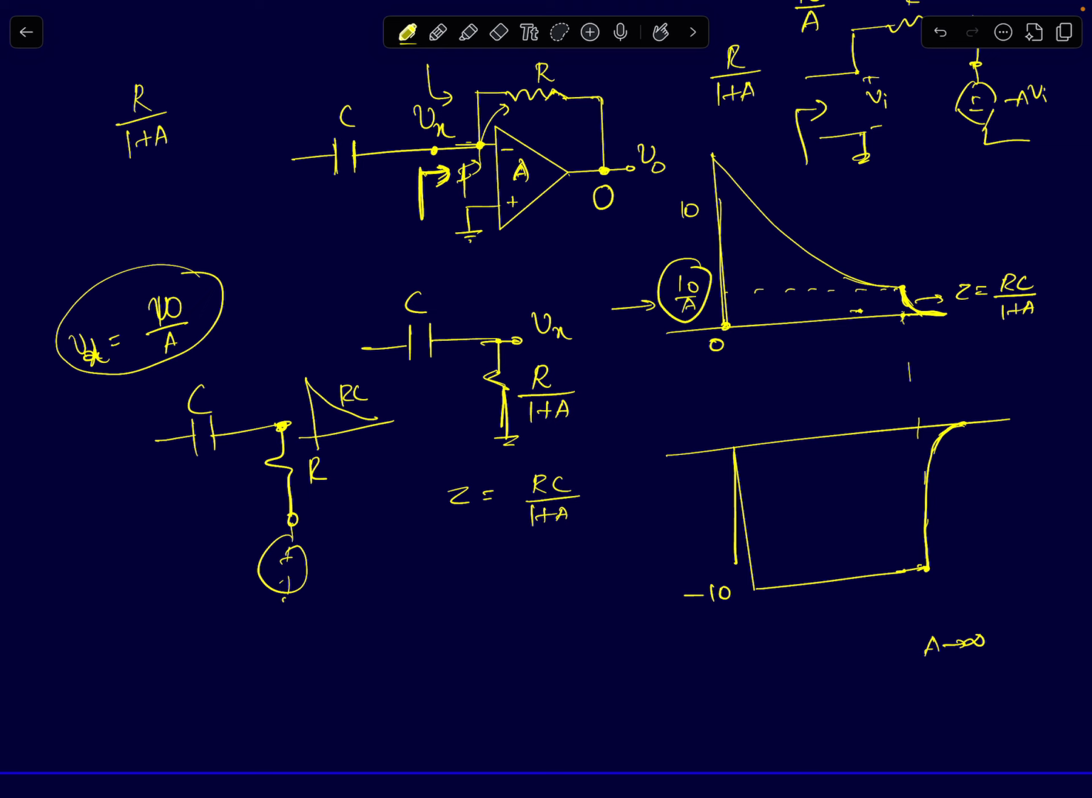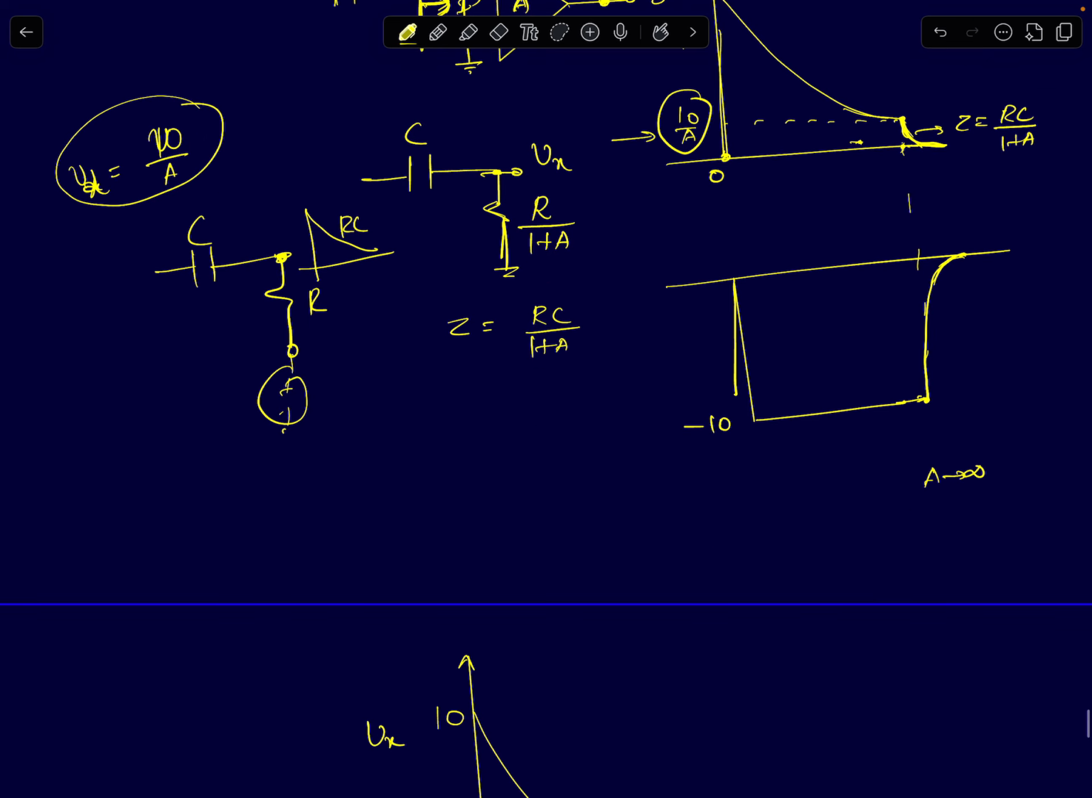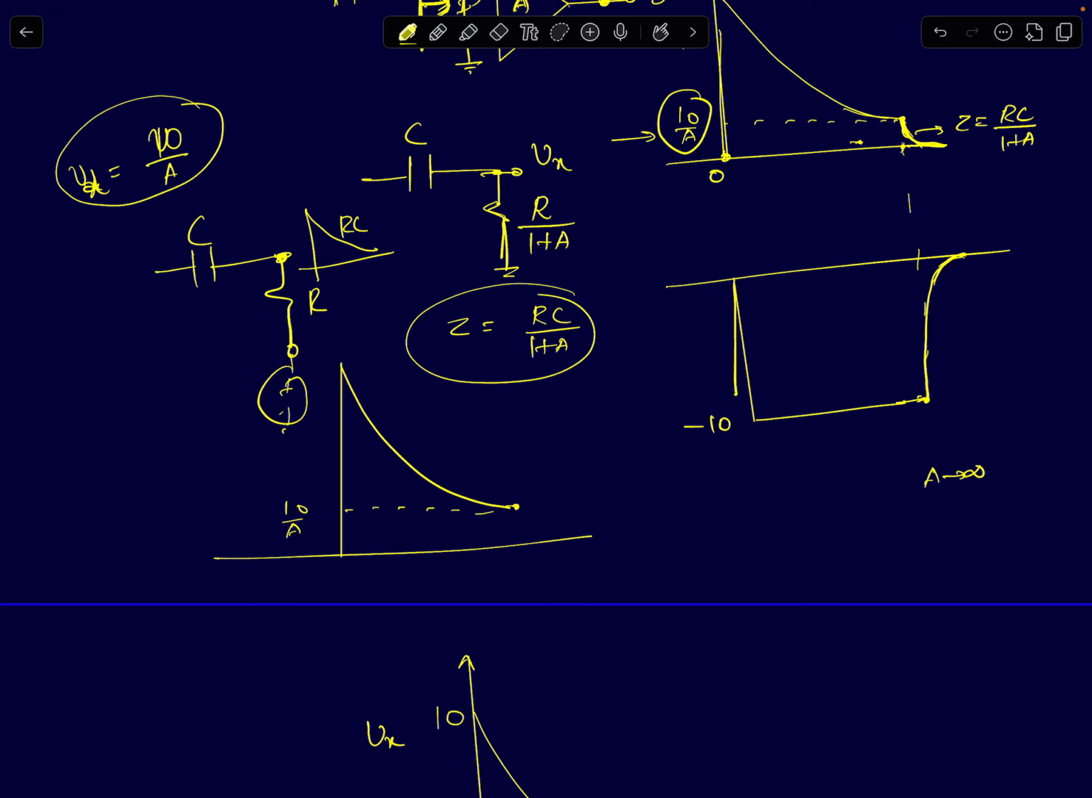Okay. Now what is the time constant after this point? What happens is your Vx will start off at 10 volts. It will start discharging. It will reach a value of 10 by A volts. From that moment onwards, your discharging will happen, but it will be happening at a much faster rate. What is the time constant? RC by 1 plus A.